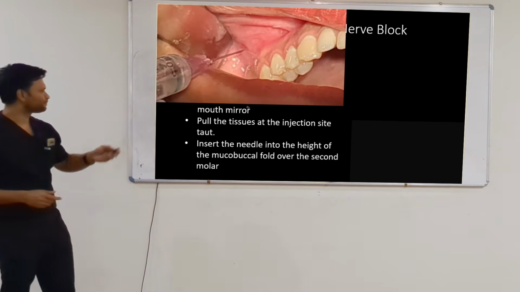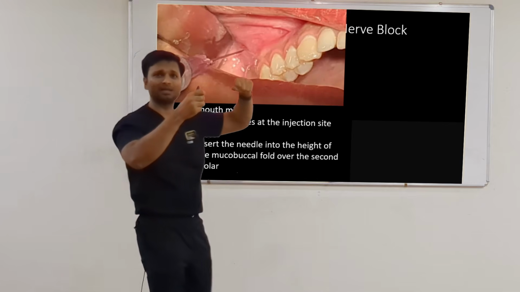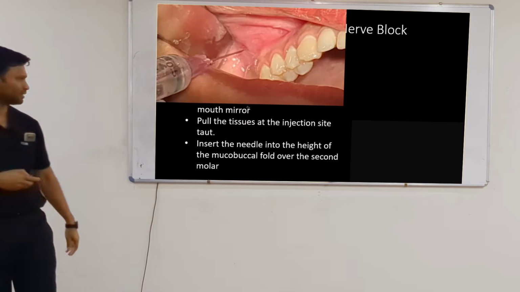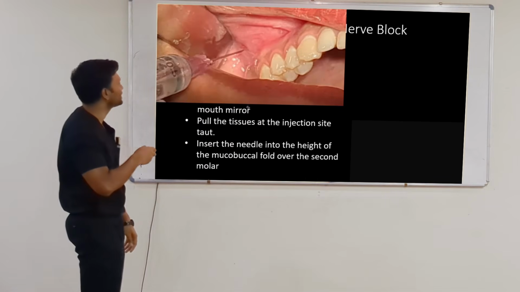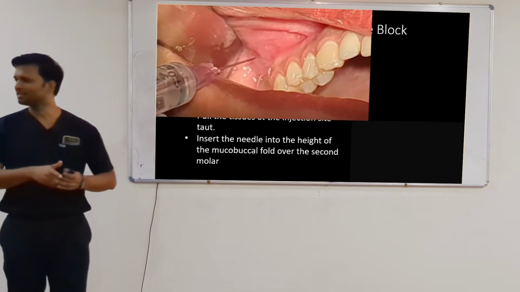So again, pull the tissue taut. मैंने ये बताया हुआ, you have to keep the tissue taut, stretched well, and then insert the needle so that the patient has minimum discomfort. So pull the tissue taut and insert the needle at the depth of the mucobuccal fold at the second molar region, maxillary second molar region.